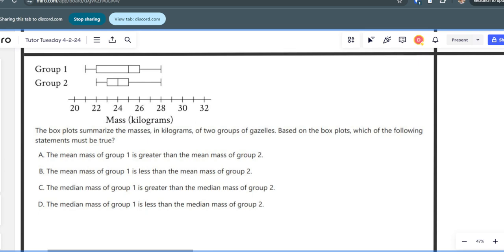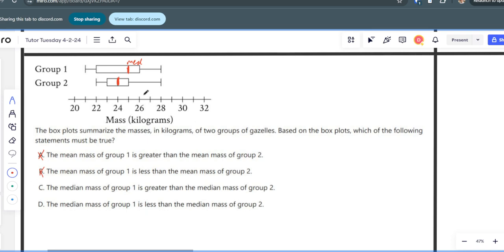Box plots, do they give us info about the median or the mean? Based off that, we can rule out two of these answer choices right away, because we are talking about median. The vertical line that splits the box in half, that is the median, the middle number, the 50th percentile. So we're comparing medians, and then we just have to see which one is higher or lower.